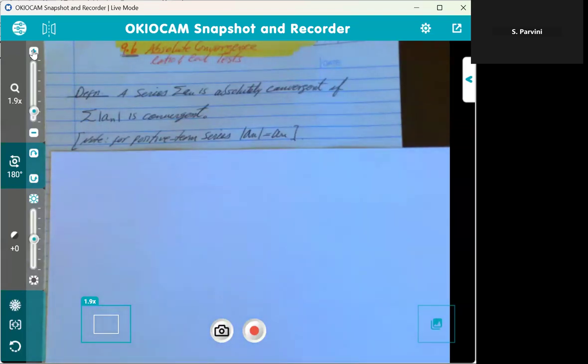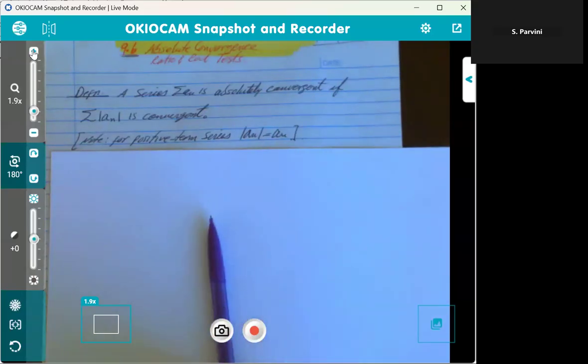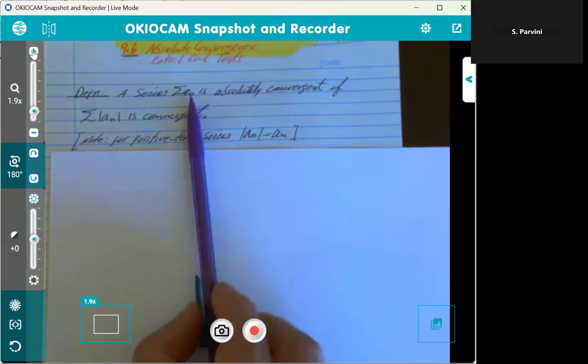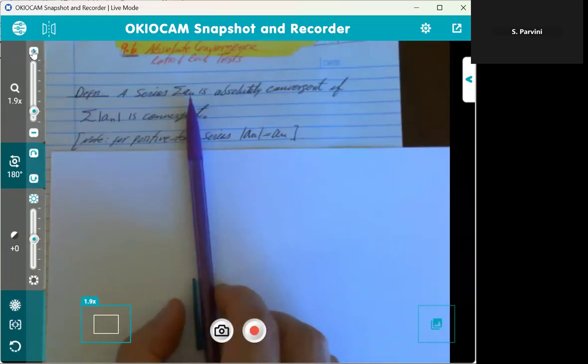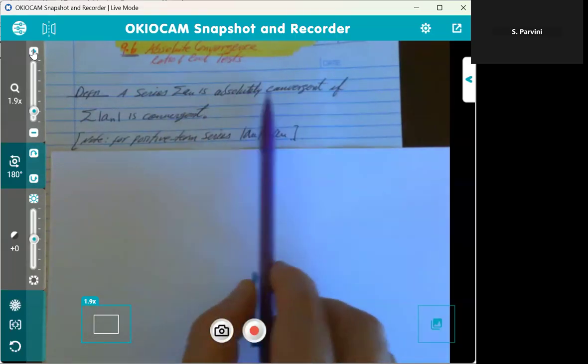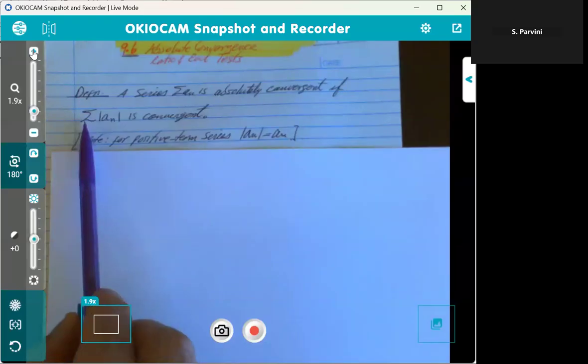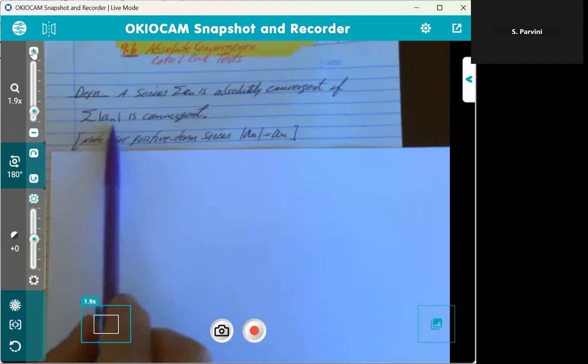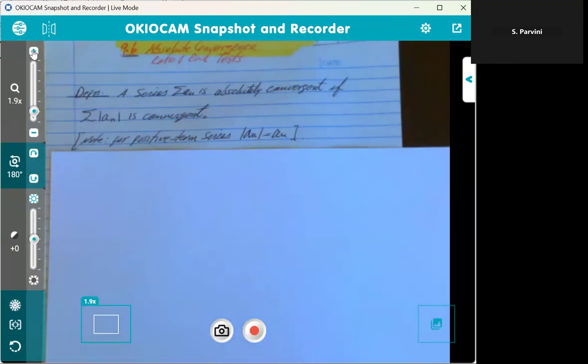So first, let's begin with a definition. What is the definition of a series that is absolutely convergent? I have written these down for you, so I don't have to write them while talking about them. First, the definition: suppose we have a series, sigma a_n. We say the series is absolutely convergent if simply the sum of the absolute value of the terms is convergent.